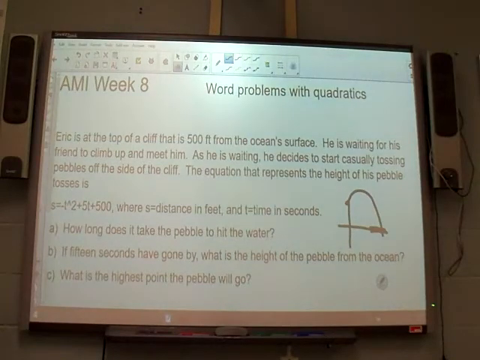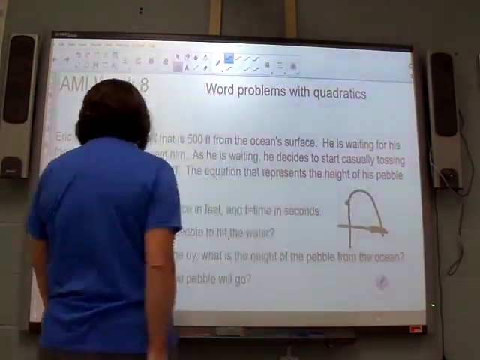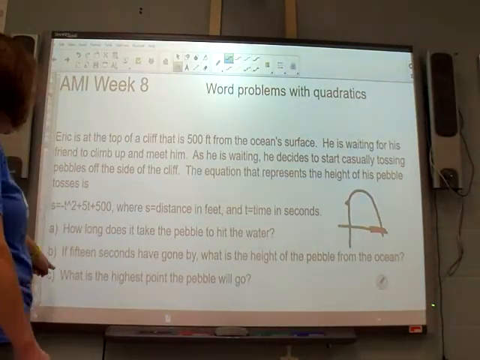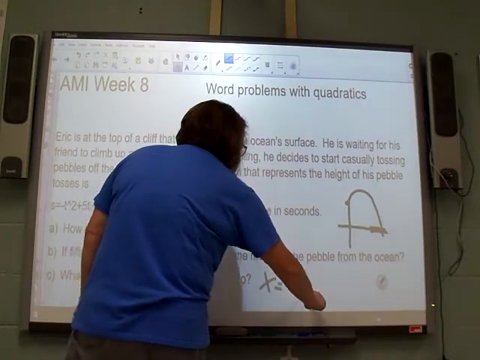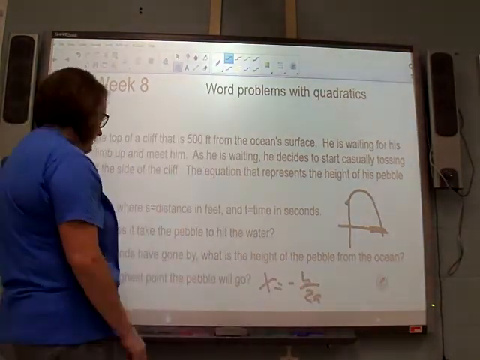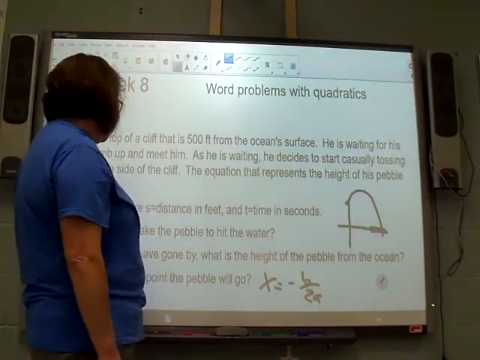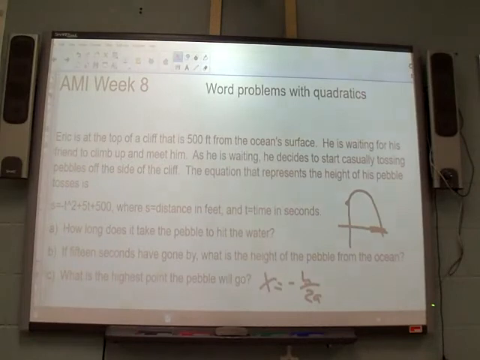C, what's the highest point the pebble will go? So that is your vertex again. So just like we did in the previous problem, down here on this one, you'll start off by doing negative b over 2a, and then whatever you get, you have to plug it back in and see how high your pebble goes. Okay? All right, y'all have some fun with that. Get it done.